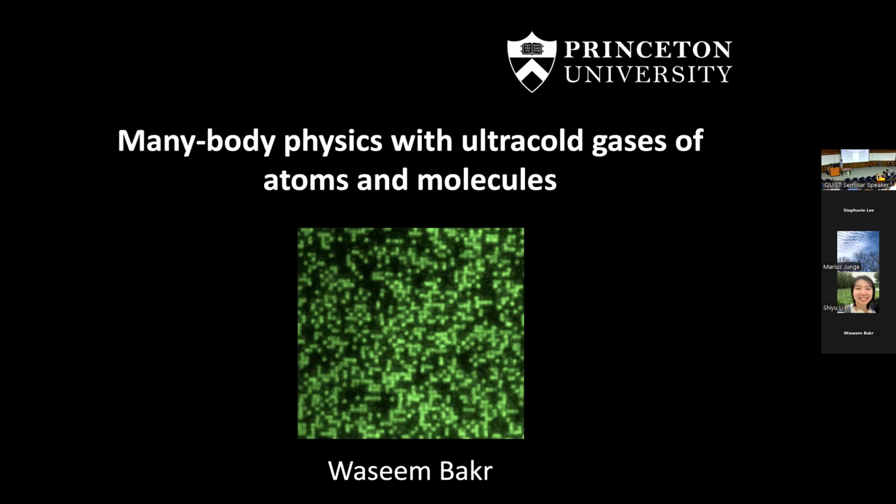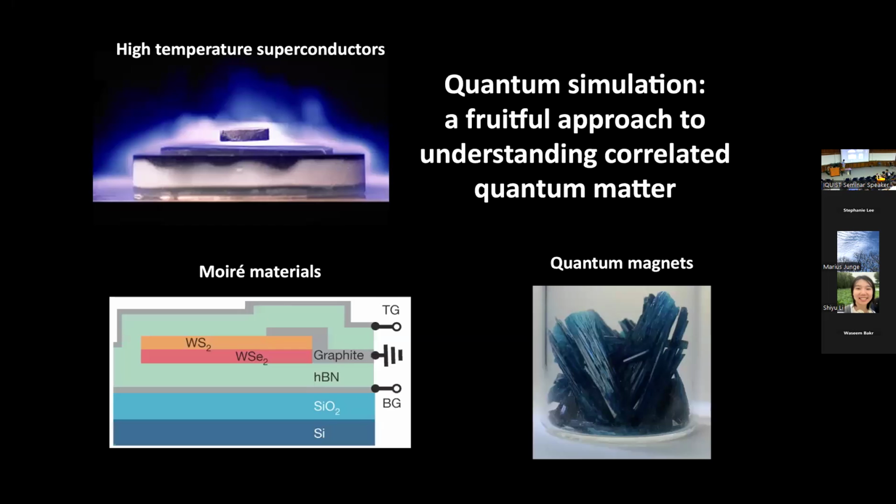Yes, I'm going to be telling you about work we're doing at Princeton, studying many-body physics with ultracold gases of atoms and molecules. So let me start first with a big picture for the work we do in my group. We are interested in studying strongly correlated systems inspired by materials that people study in condensed matter physics. So these are materials like these high-Tc superconductors or quantum magnets or moiré materials where you have these interacting systems of electrons or spins that give rise to emergent phenomena, which are very interesting, some of which have technological applications. We are interested in understanding these systems on a microscopic level.